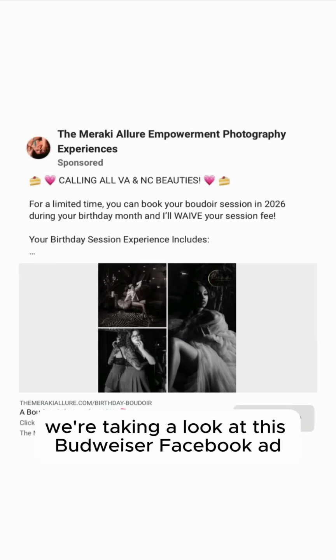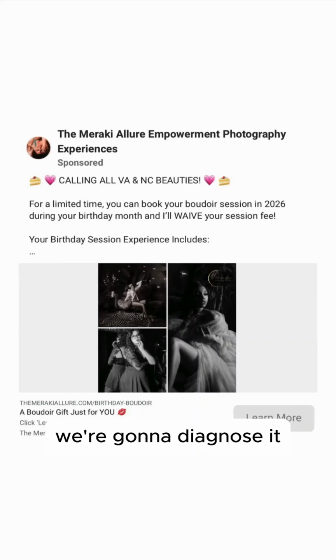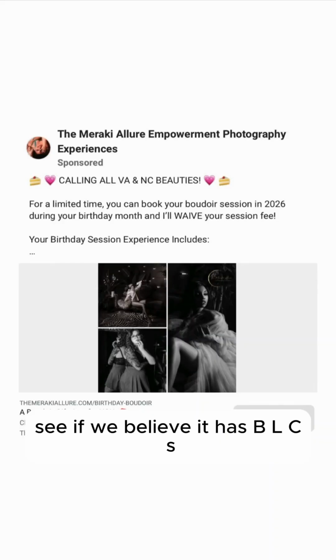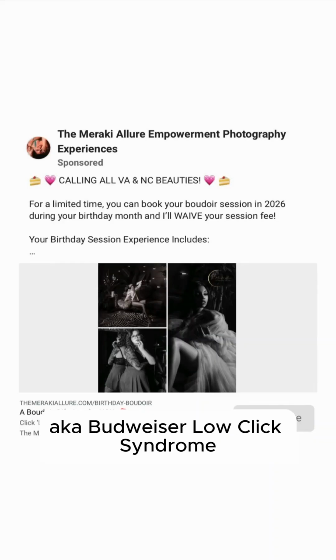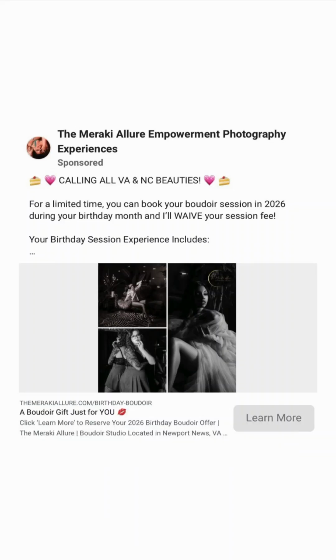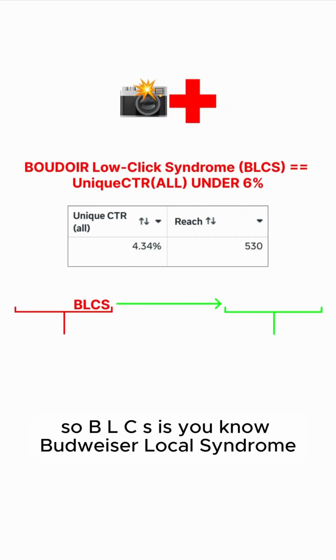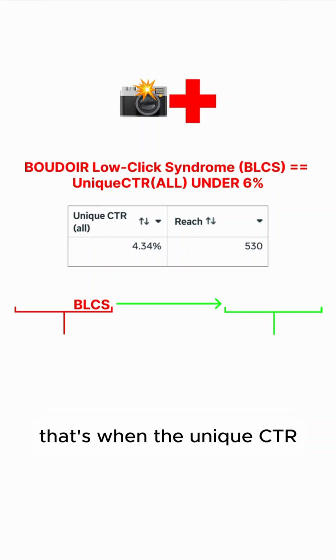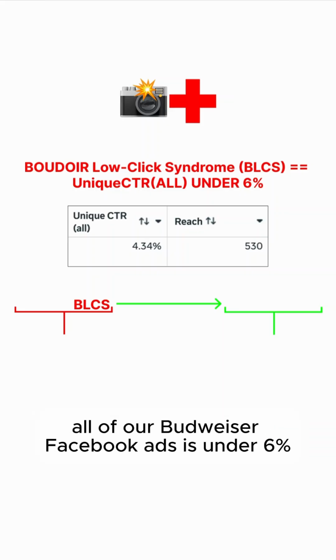All right, y'all, we're taking a look at this Boudoir Facebook ad. We're going to diagnose it, see if we believe it has BLCS, aka Boudoir low click syndrome. BLCS is when the unique CTR on all of our Boudoir Facebook ads is under 6%.